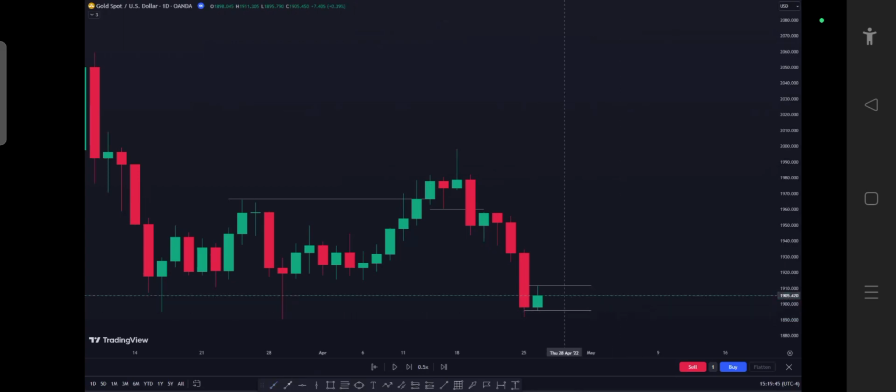We don't want to see price take out this high on a closing basis. If it does, then we're looking at this area for higher prices. Before we take out this low, we will still anticipate bearishness.